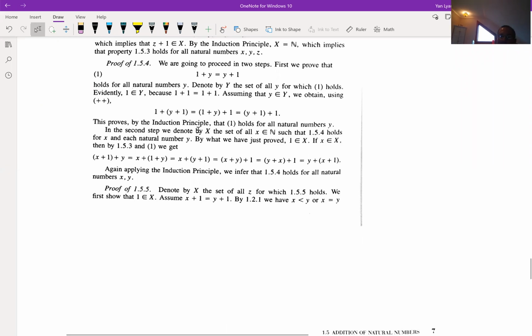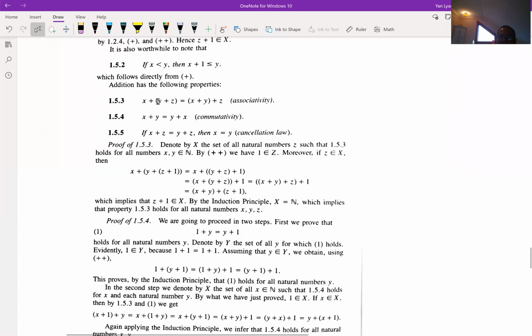So here we go. Last time, to summarize what we did, we proved associativity of natural numbers and commutativity of natural numbers. And Rumi was nice enough to do that for us. Thank you, Mr. Rumi. And today, Avi is in charge of proving the cancellation law, 1.5.5.